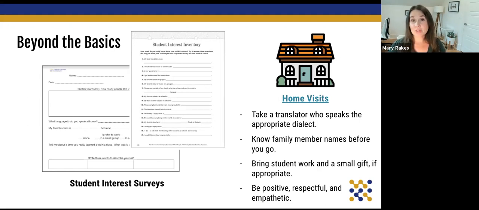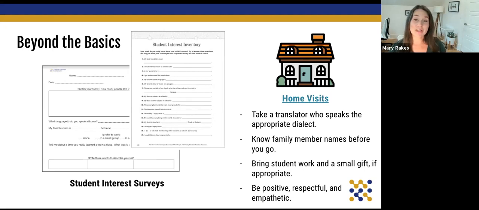For home visits, we want to make sure that we take a translator with us who speaks the appropriate dialect. A lot of times our students and families will say that they speak a language such as Spanish, but there's also often a language that they're more comfortable with that is a different dialect. Several of our students here in Nashville speak Quechua, so we could take a translator that speaks that language with us to make the family feel more comfortable. We know that family members' names are super important, so we want to make sure that we know what their names are before we go.